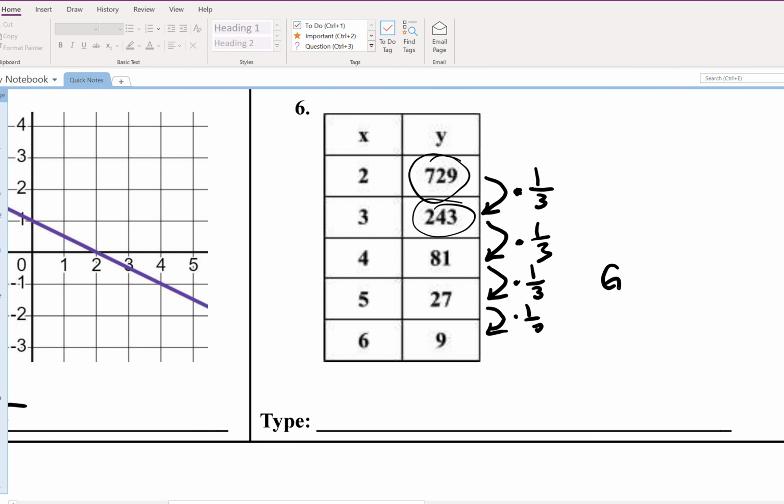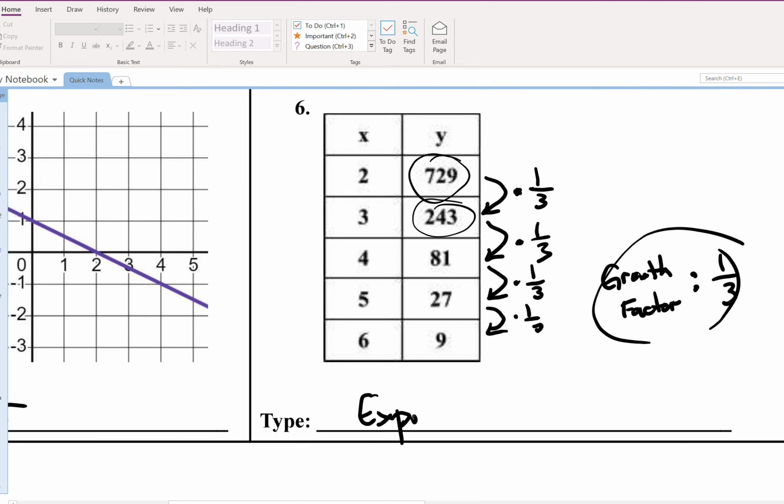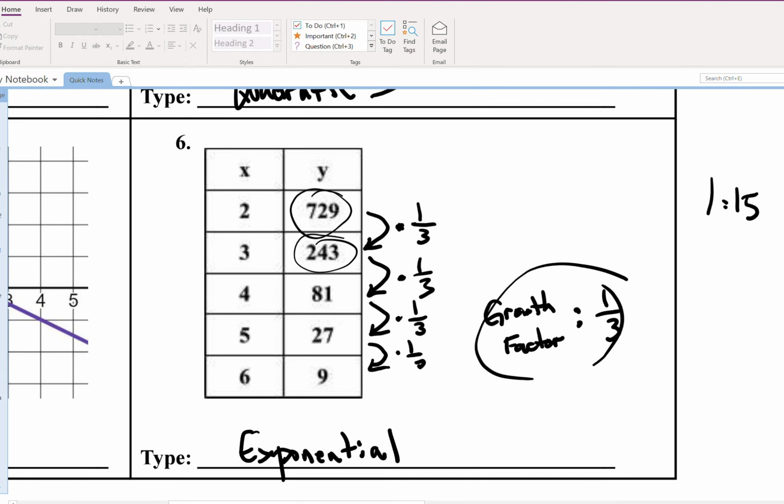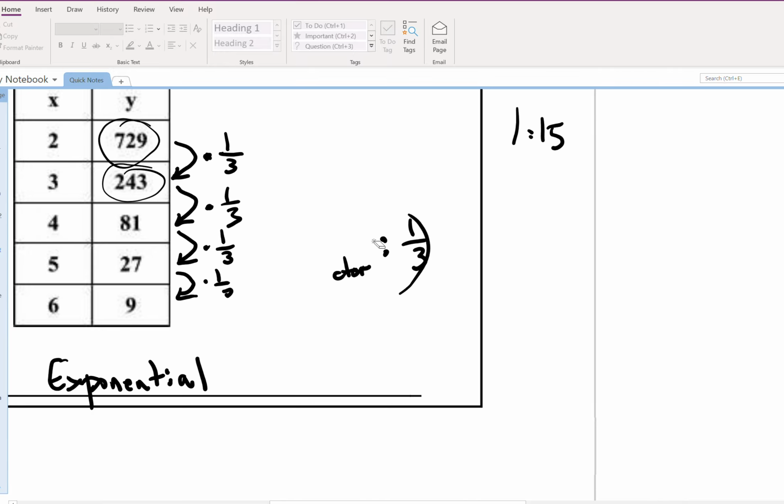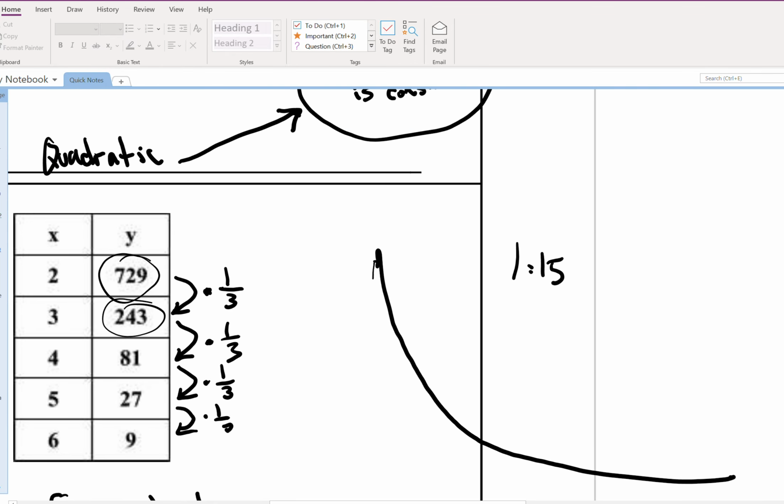And so we would call that the growth factor. Remember that in math, factor means multiply. And so the growth factor here in this case is 1/3. And when you have a growth factor, you have an exponential function. And if you were to graph this, you could see how it would go. It's going to start up really high, and then it's going to kind of narrow out like that. It's going to go really high on one side, and then it's going to go down and level out. And that's what exponential functions do.